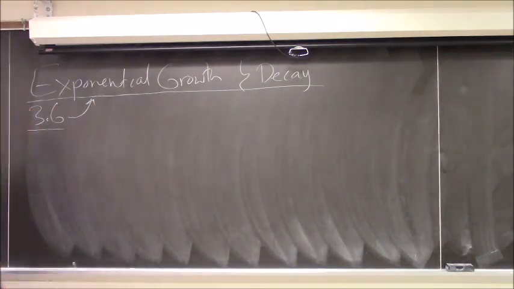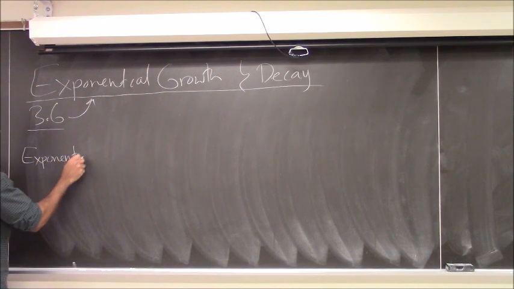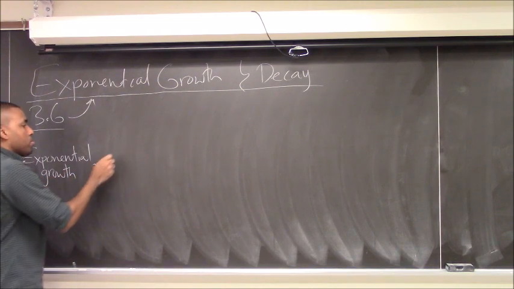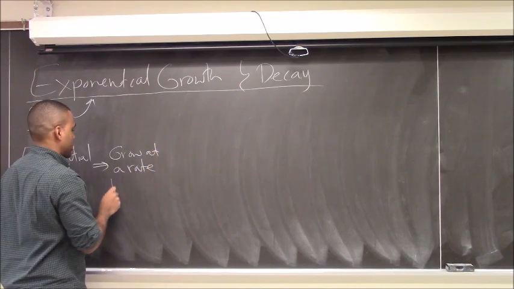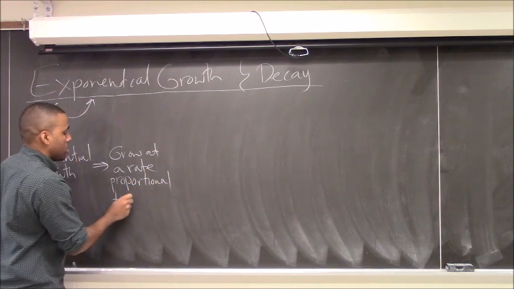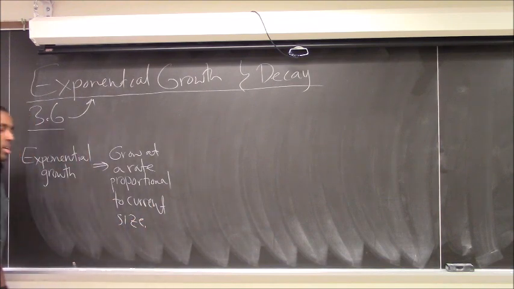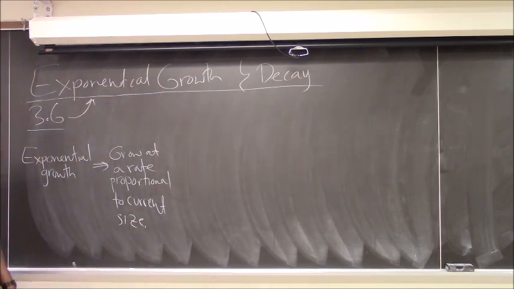So, exponential growth. This means you grow at a rate proportional to your current size. We spoke about linear growth a while back, and that was when you grew by a constant amount per unit time. The thing that distinguishes exponential growth is you don't grow by a constant amount, you grow by a constant percentage per unit time.